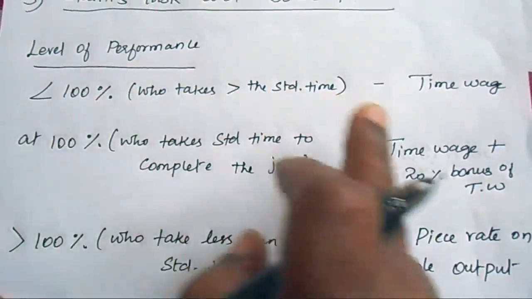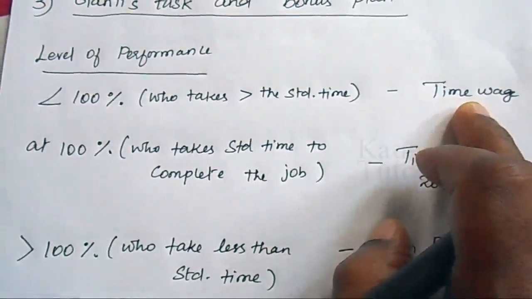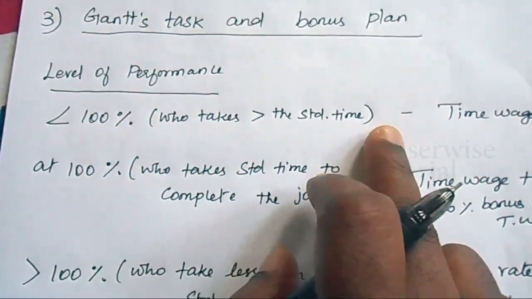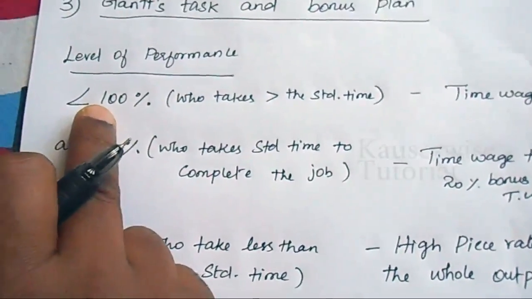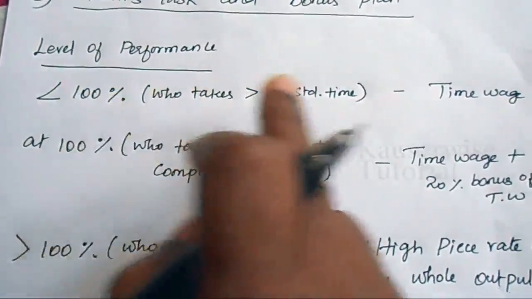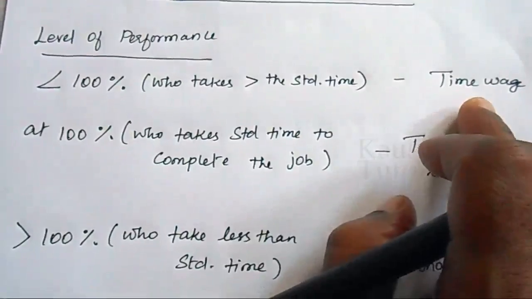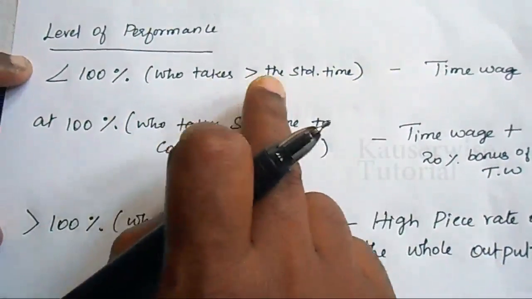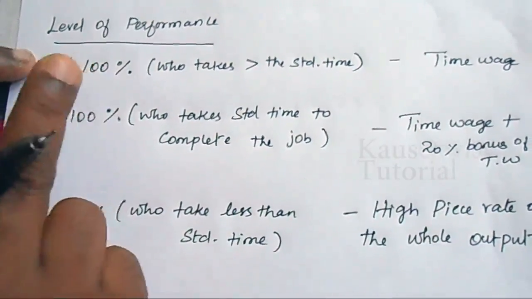So for him, he'll be getting time wage. So based on the time, he'll be entitled to get the wage, not based on the output produced. Why? Because his performance is less than 100%. So he won't be getting any wage based on the output. He'll be getting wage based on the time. Okay, so the time wage will be fixed. The fixed time wage will be given to this particular employee who takes more than the standard time. They are called less than 100% performers.